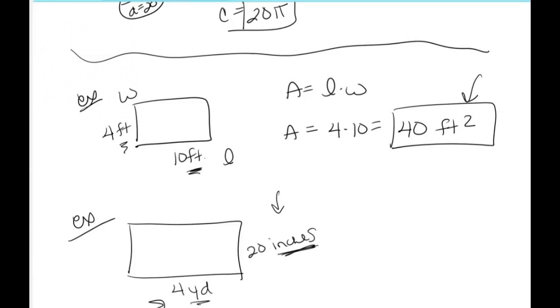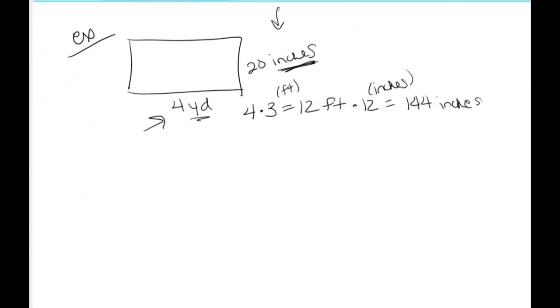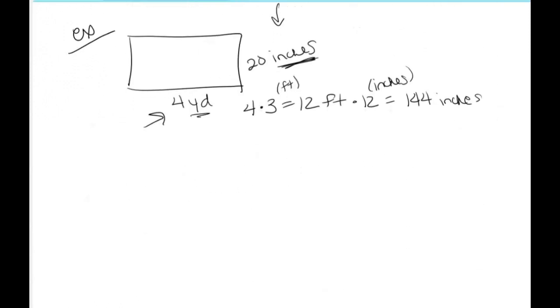All right, now how would we do that? Well, we know that there's 3 feet in a yard. So I can multiply 4 times 3 to get me into feet. And then how many inches are in a foot? There are 12. So this would give me 144 inches. And we worked on that some in previous courses, so hopefully that's not too challenging.